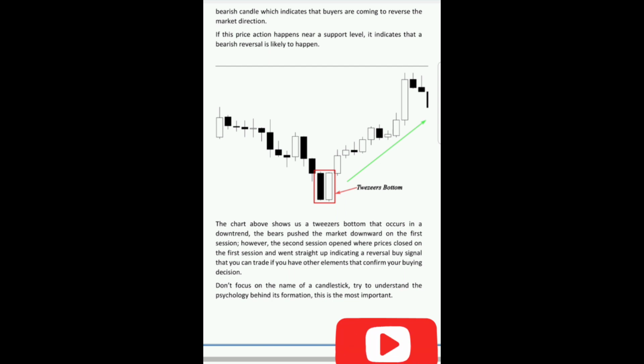Don't focus on the name of a candlestick. Try to understand the psychology behind its formation. This is the most important, because if you can understand why it was formed, you will understand what happened in the market, and you can easily predict the future movement of price.